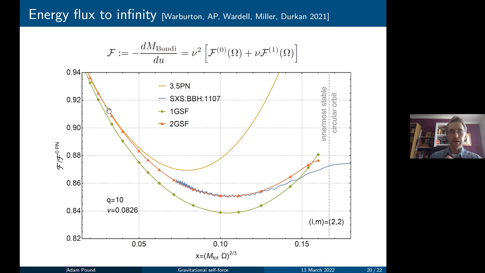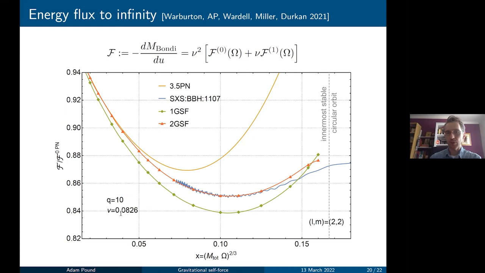So the red curve is our data, second order data. The green curve is what you get if you exclude this F1. So if you exclude the second order self-force effect and just keep the first order effect. This orange curve is 3.5 PN, so the highest order flux that's known, or at least it was the highest order when we wrote this paper. And then in blue is exact numerical relativity. And this is for a mass ratio 1 to 10, or symmetric mass ratio, basically 0.08.